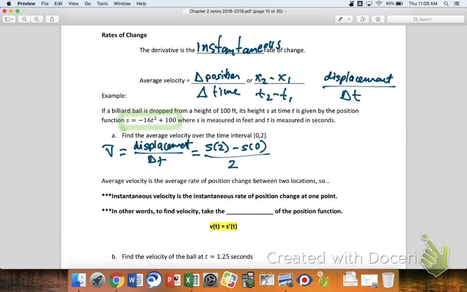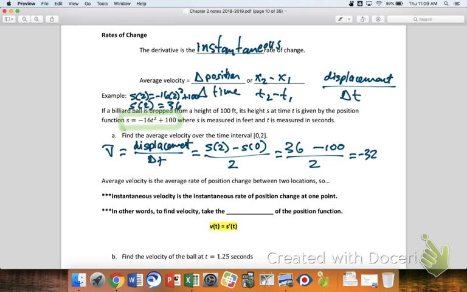So s of 2 would be negative 16 times 2 squared plus 100. I'm kind of sneaking it up in there. Is that okay? You do some arithmetic. 2 squared is 4 times negative 16 is negative 64. Negative 64 plus 100 is 36. And then you can see how s of 0 would just be 0 plus 100? Okay, so 36 minus 100, all divided by 2. So this ends up being negative 64 over 2, which is negative 32.